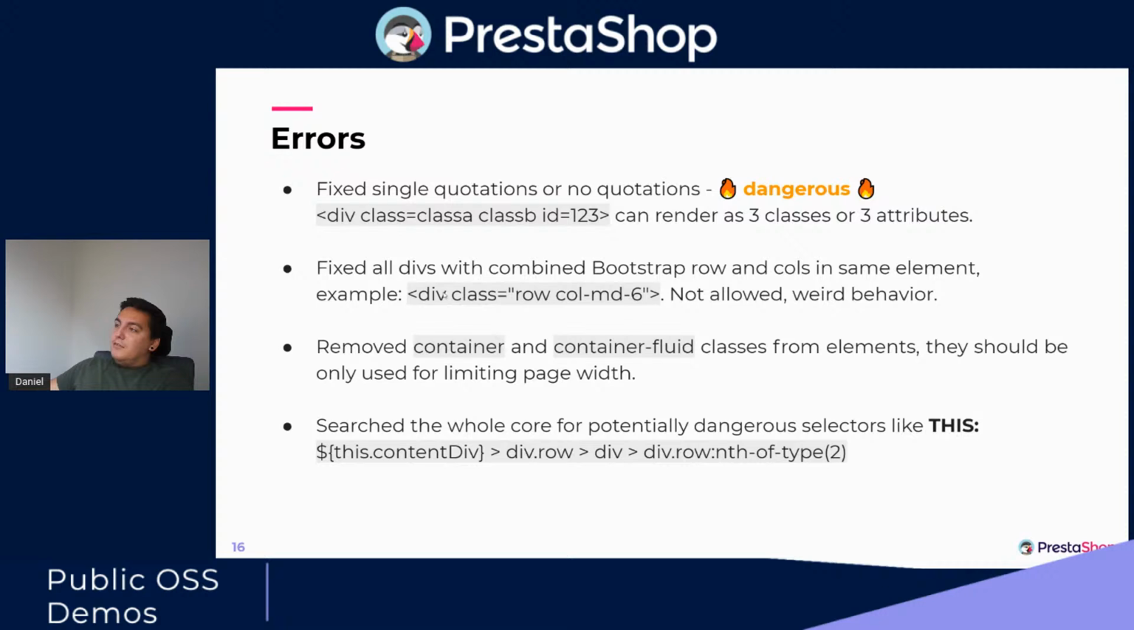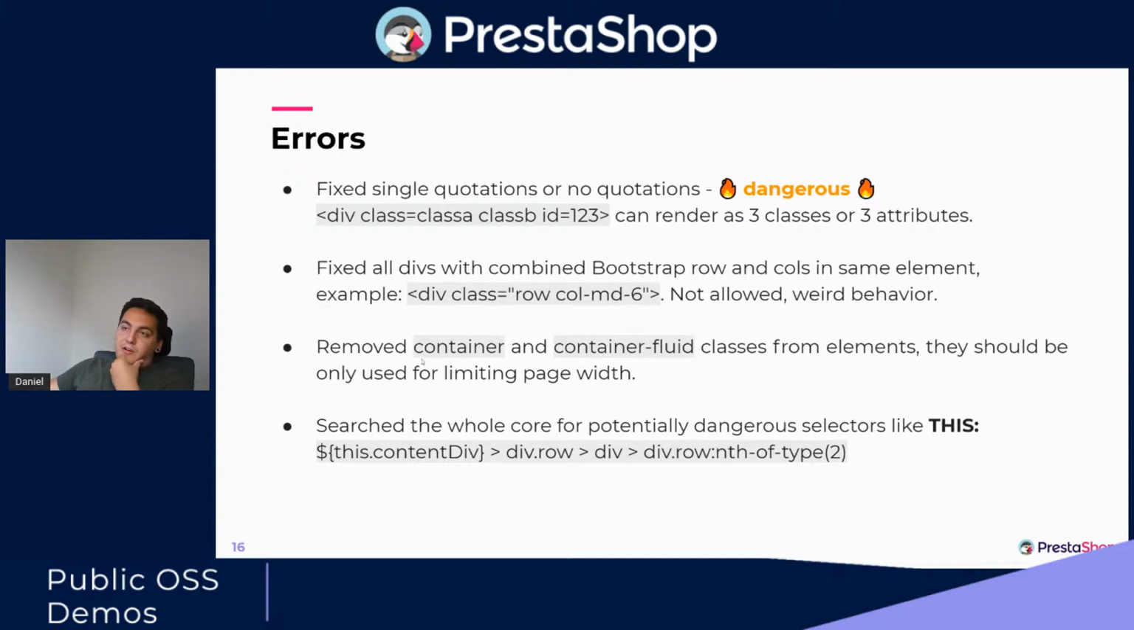What I found also was that somebody combined a row with a column in one element. This is not allowed in Bootstrap documentation, and it produces some weird behavior and weird margins. So you always need to put it into a child element.